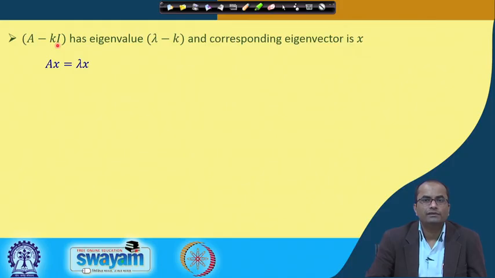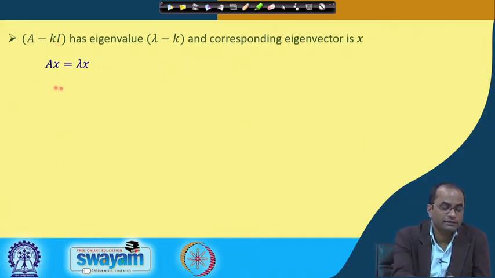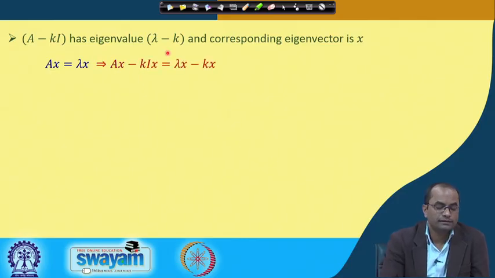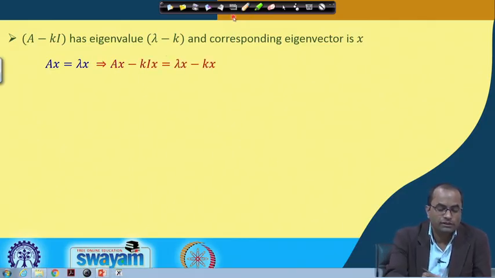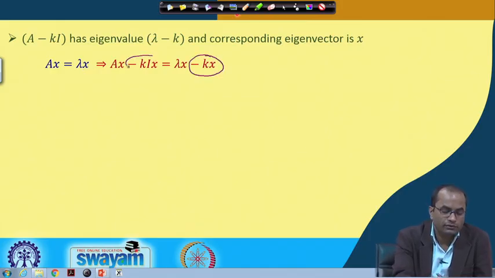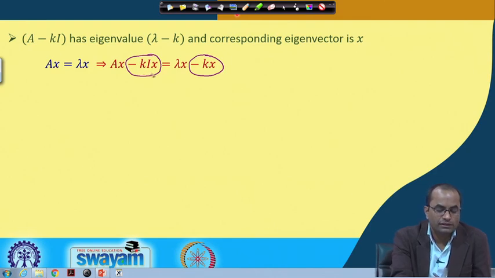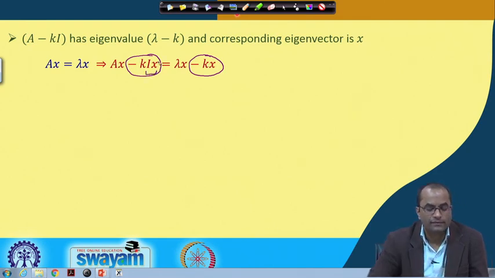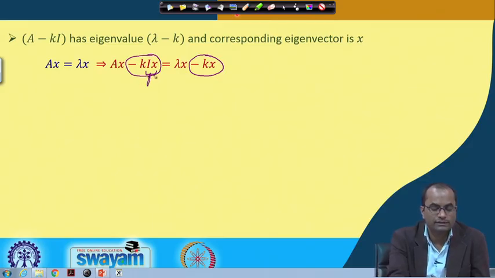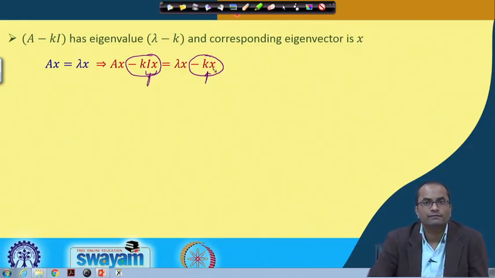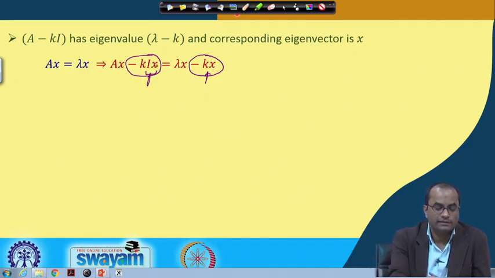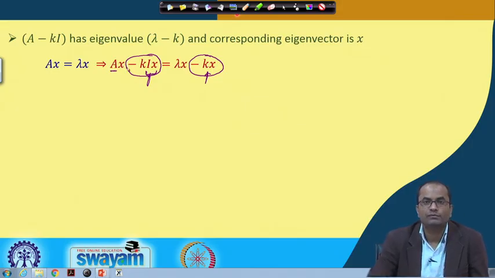To see this again, we start with the standard result on eigenvalues and eigenvectors, that is A x is equal to lambda x. Having A x is equal to lambda x, we can subtract k x from both sides. From lambda x we subtract k x, and on the other side the same k x, which is nothing but k I x, because I x is simply x. Here for x we write I x because we have the matrix together, so it will be easy now to combine.